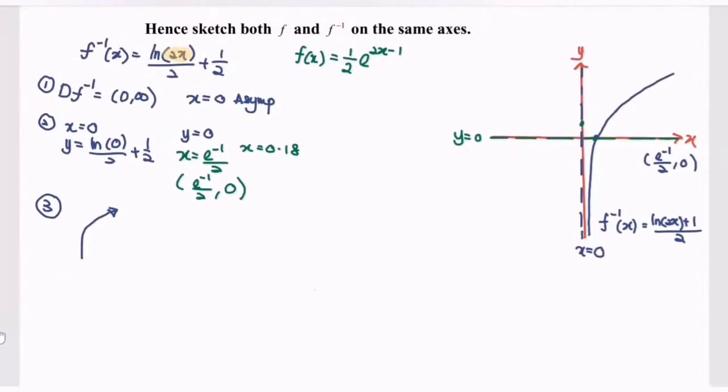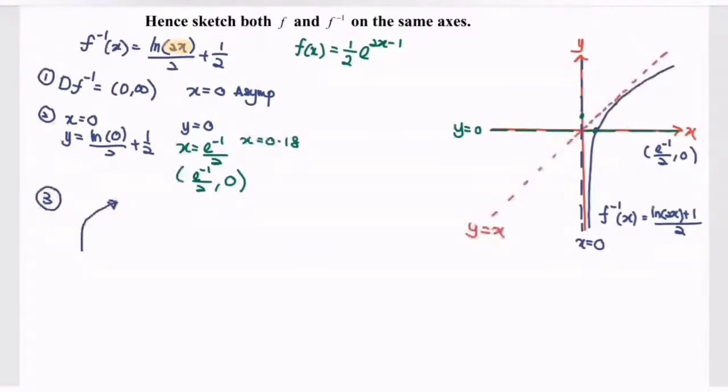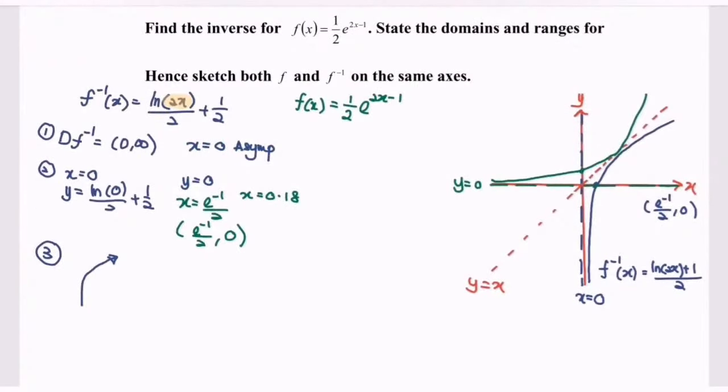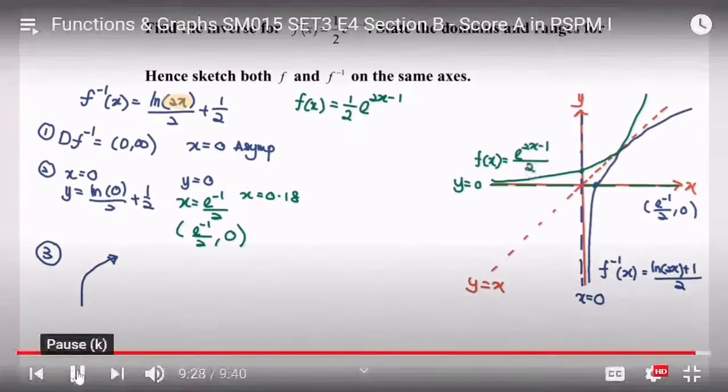Then we have x equals to y. So now we're going to sketch the graph for the exponent. So the graph will be something like this. So that will be the graph, and we have the function f(x) is equals to exponent to the power of 2x minus 1 over 2. Can? So this is the reflection method.